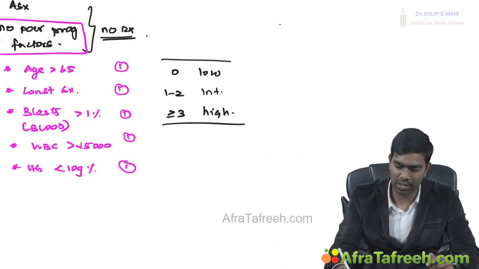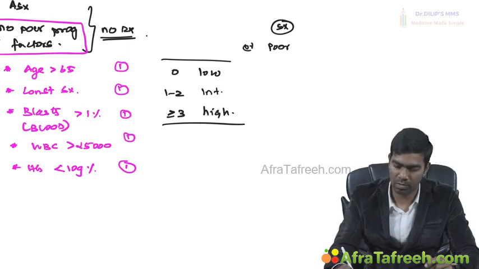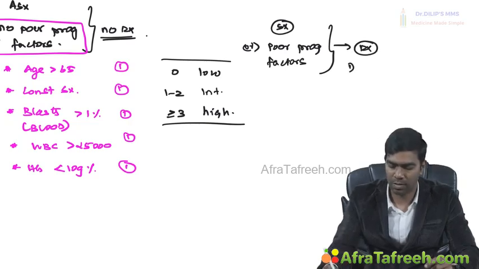Suppose the patient has symptoms, or the presence of poor prognostic factors, definitely you have to use some treatment. What treatment do you use? Number one, currently we can prefer ruxolitinib. Ruxolitinib reduces the splenomegaly, reduces the leukoerythroblastic picture, reduces fibrosis, and is even known to increase overall survival as well.